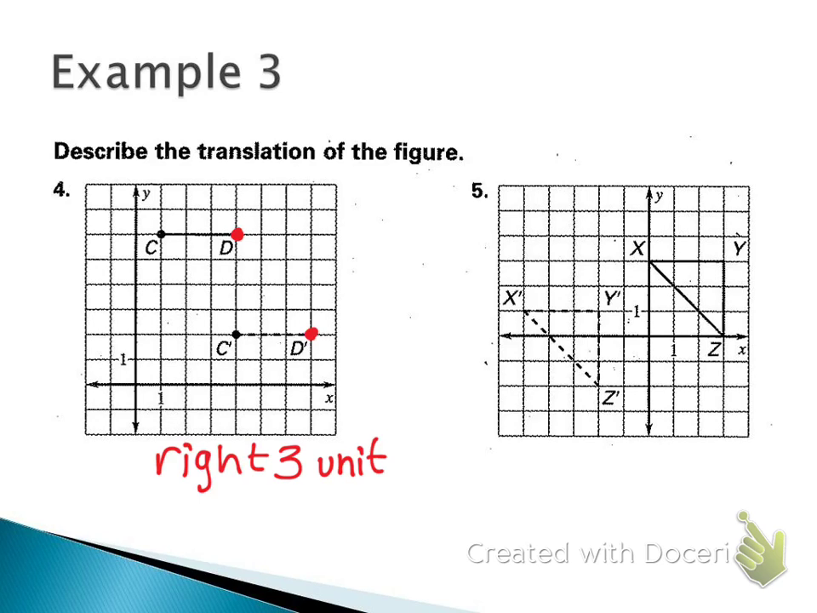Are we writing this under one? Yes, I would write this underneath the graph. Write out the word right. We're going right 3 units and down 4 units. If we want to double check ourselves, we can do it with the other point. So if I start at point C and I go right 3 units and down 4 units, I should end up at C prime.